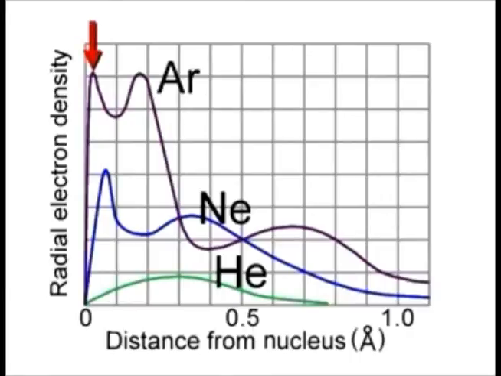The first maximum is due largely to the 1s electrons, which are pulled very close to the nucleus of charge plus 18. The second maximum is due largely to electrons with principal quantum number 2. And the third maximum is due largely to electrons with principal quantum number 3. These maxima correspond to Lewis's idea of shells of electrons. However, the shells are diffuse and overlap considerably.